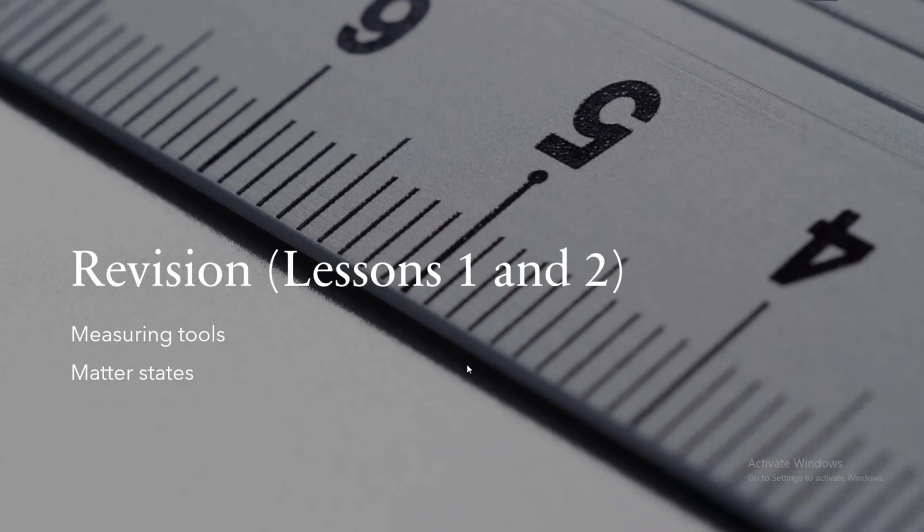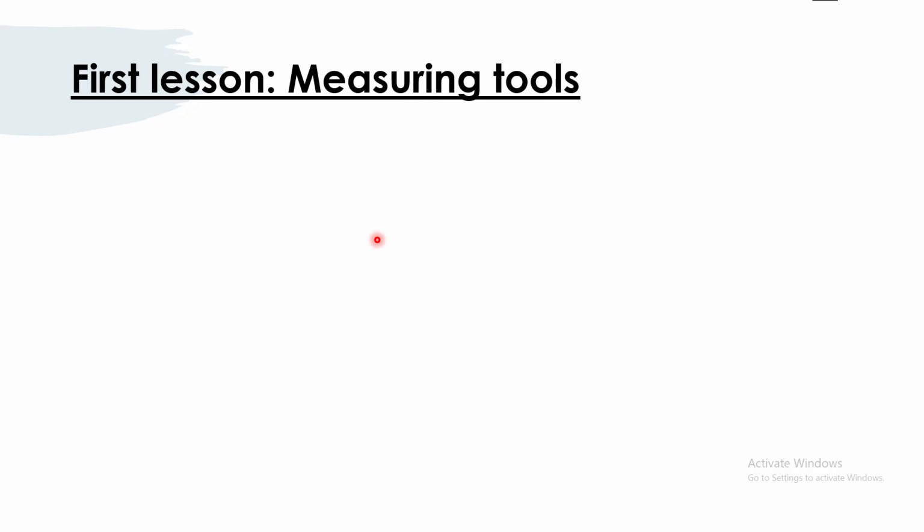And today we're going to start with the first 2 lessons in Unit 1, which are measuring tools and matter state and its changes. And without further ado, let's start. Okay, starting with the first lesson, which is measuring tools. We know that there are 3 main definitions in this lesson and we want to understand them really well at first. The first definition is the mass. The mass, we know that it is the amount of matter in an object.